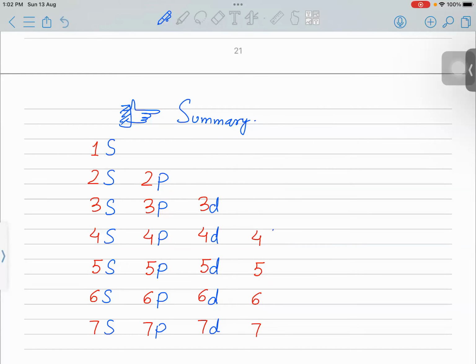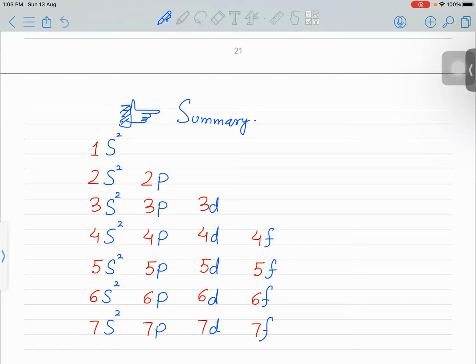Fourth shell, right? Now, can you tell me the maximum number of electrons in an s orbital? The s is the first orbital, right? Yes, 2. So each s orbital has 2 electrons.